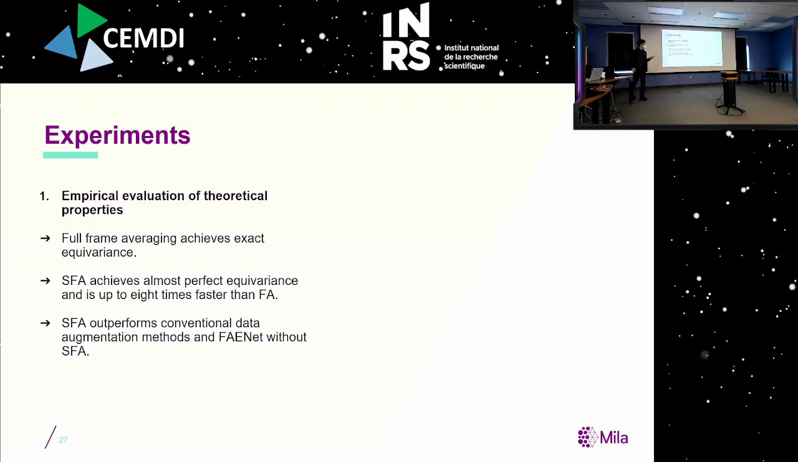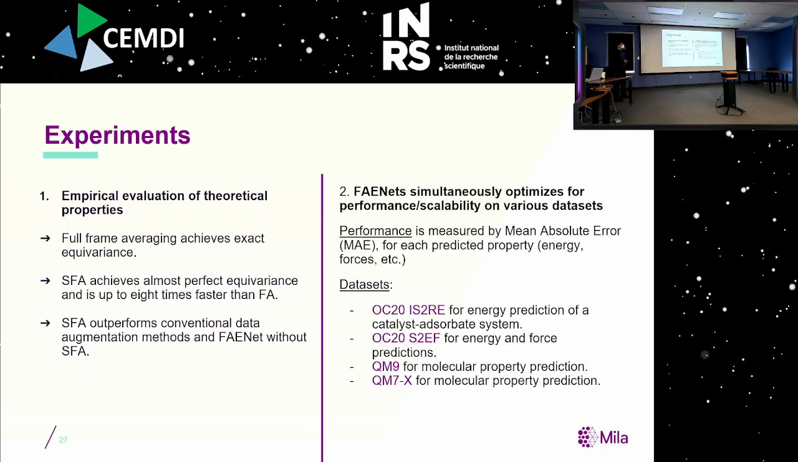So we do some experiments to verify how well this works. We look at both stochastic frame averaging, where we're taking just one frame instead of taking all 8. And we do indeed find that both full frame averaging and, in practice, the stochastic frame averaging do achieve equivariance and invariance. And we're going to look at this across many different tasks, actually. We're going to look at this on OC20, but we're also going to look at this at QM9 and QM7, which are sort of standard molecular property prediction tasks.